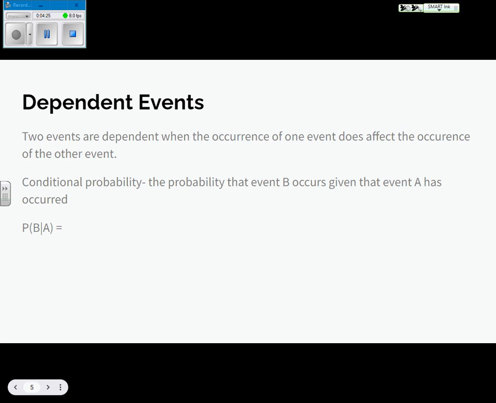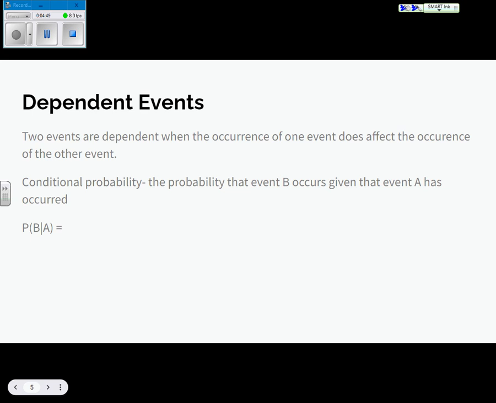So 2 events are going to be dependent when the occurrence of one event does affect the occurrence of the other event. So this brings in this whole idea of conditional probability that me and 3rd hour got in a huge argument about. I'm going to spare you the argument, but I might include a video that you can watch that will describe my side of the argument.